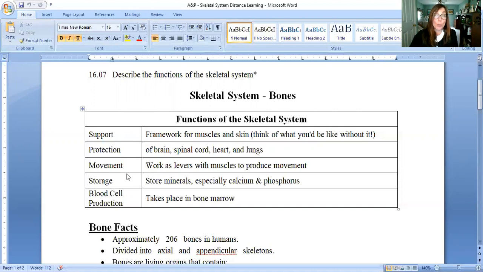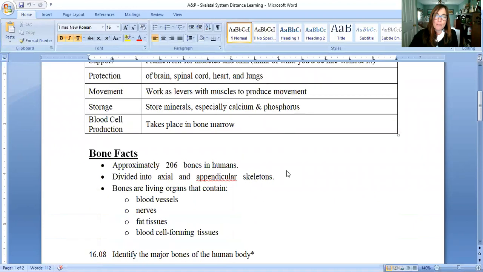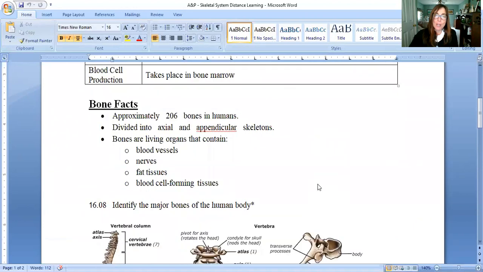Your bones store different minerals for your body. Of course, we're familiar with calcium. They also store phosphorus for us. And our bones are also the site of blood cell production. So both white blood cells and red blood cells are made in the bone marrow. These are just some general bone facts. You have approximately 206 bones in your body.